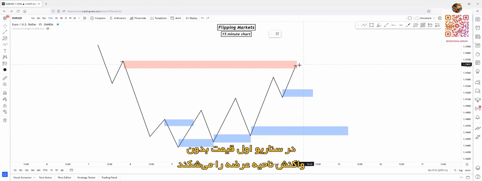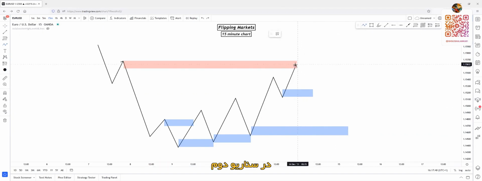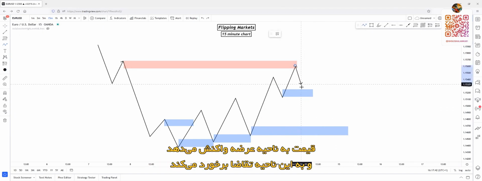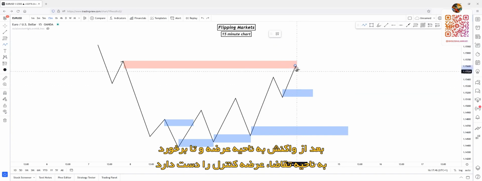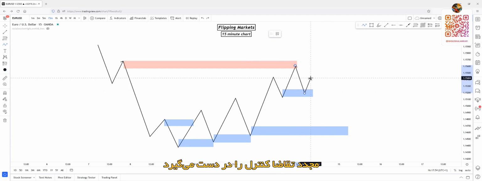The first one, if price breaks through this supply zone without a rejection, demand will be in control, and supply did not take over control. The second one, price rejects on this supply zone and taps into this demand zone. So on the tap of this supply zone and rejection, supply took over control from demand. But if price taps into this demand zone and does a rejection on it, then demand will be in control again.